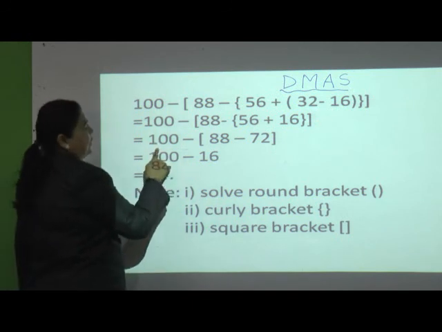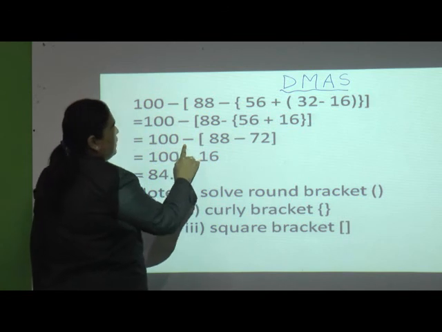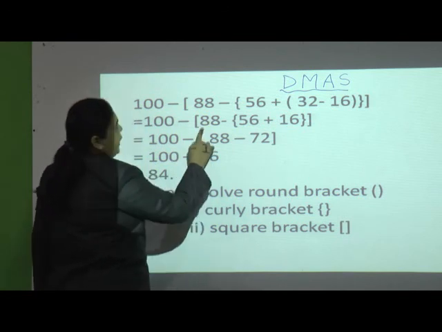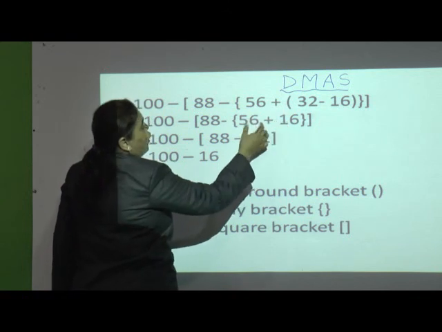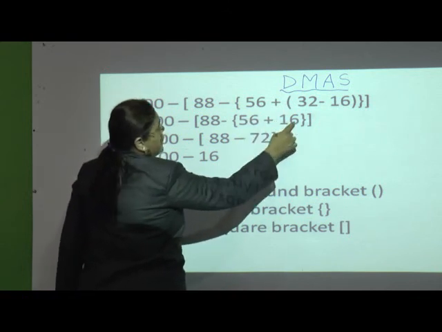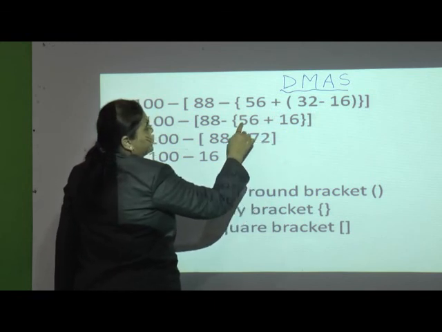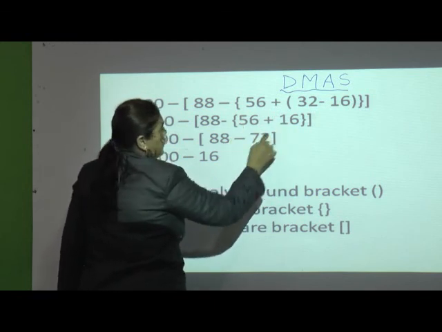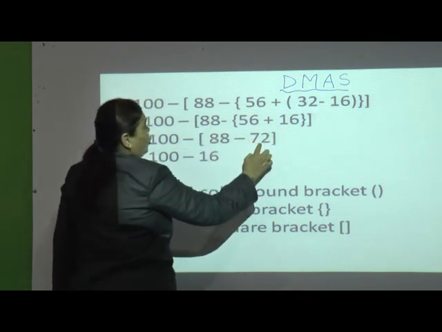Now write 100 as it is, write the operation what we are having, that is minus, put a square bracket, 88. Now we have to solve this curly bracket. So what we will do, addition of this, 6 plus 6 is 12. So we will write 2, 1 carry, that is 5 plus 1 is 6, and 1 over 7, this is 72. Now we will put a bracket close here.